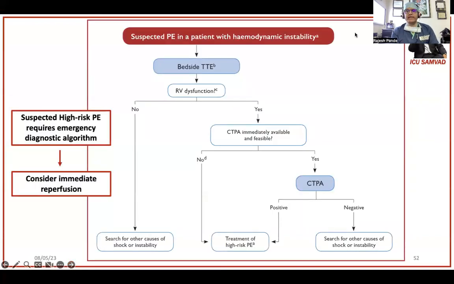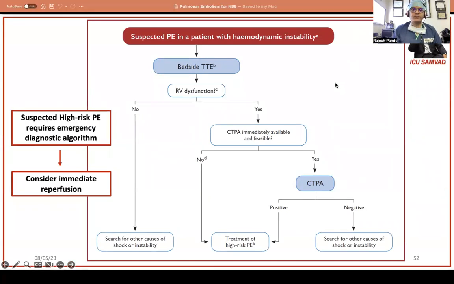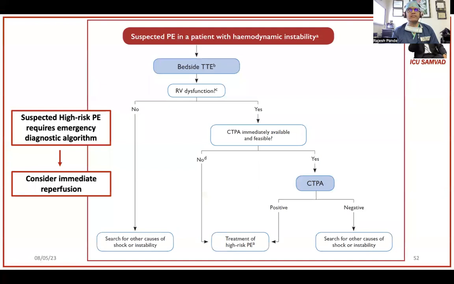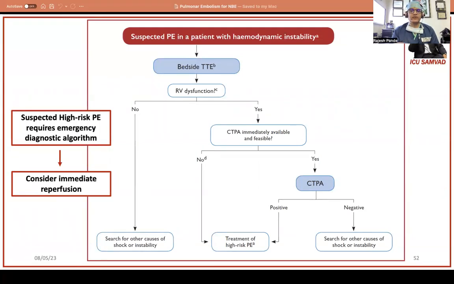So the next question that comes to mind is, when we have a suspected pulmonary embolism in a patient with hemodynamic instability, what should we do? Well, go for a bedside transthoracic echo. Look for the RV dysfunction. If it is present, you need to go for CTPA.